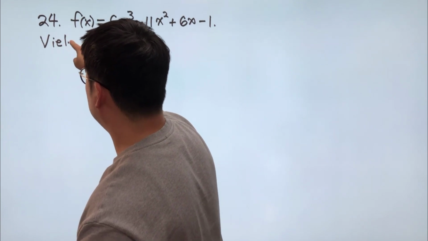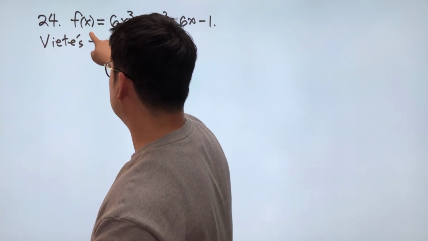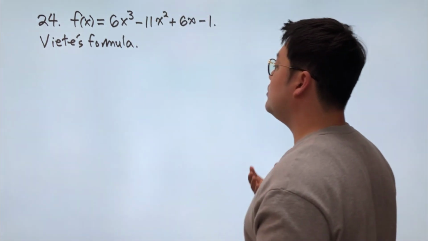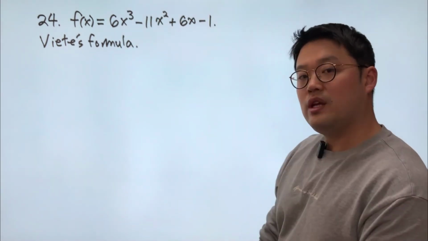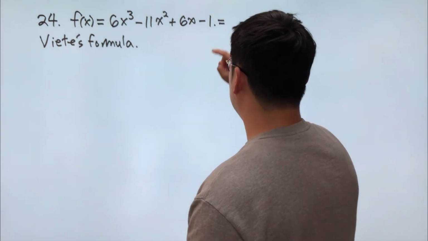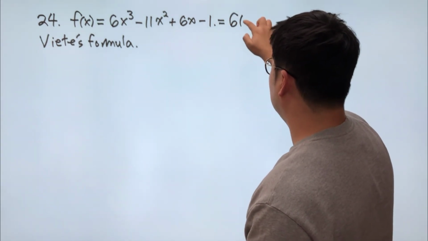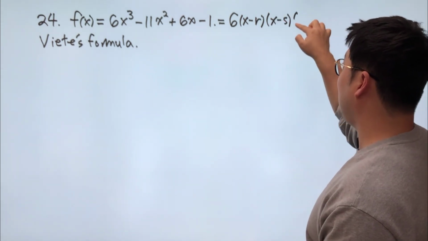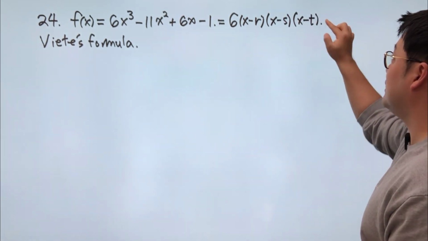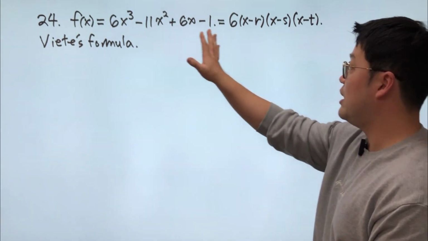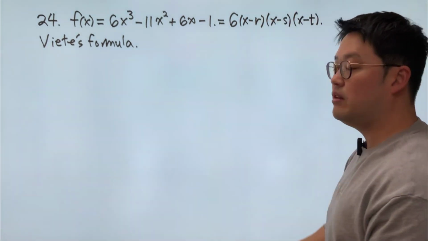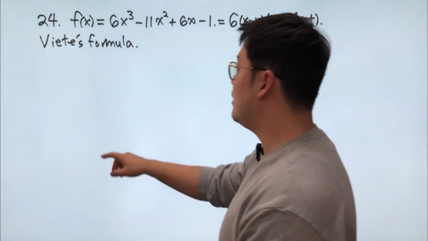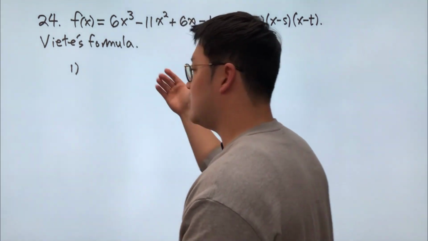So let me use Viet's formula. How do we use Viet's formula? Well, I would say we have to first try writing this as 6 times x minus r, x minus s, and x minus t. Does that make sense? We have to first turn this into this form, and that's what Viet's formula tells us. So accordingly, we can write down the basic foundational equations.